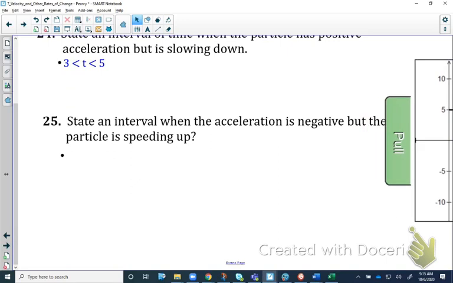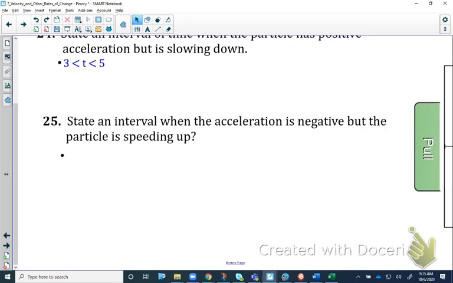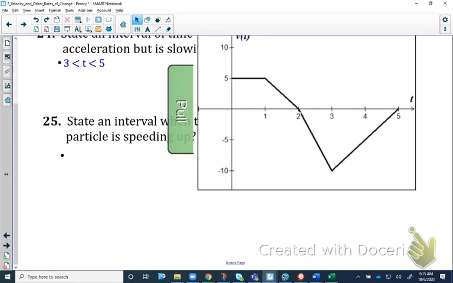The next one, here, state an interval when the acceleration is negative, but the particle is speeding up. Well, the only time it's going to speed up is if acceleration is negative, but velocity has to be negative also. And there's only one segment on the velocity function where the velocity is negative and the acceleration is negative, and that's between time 2 and 3.